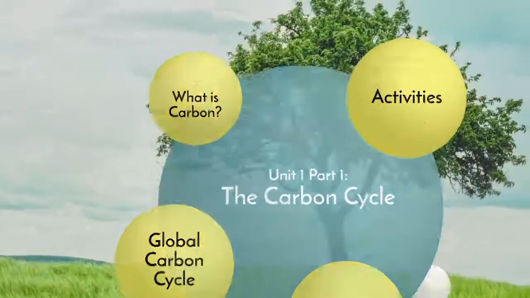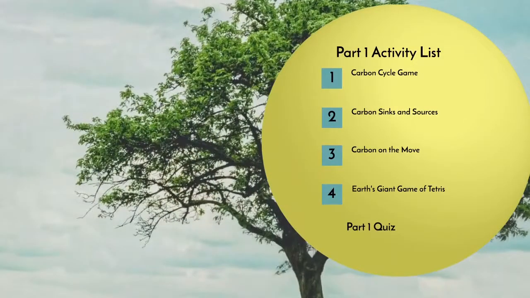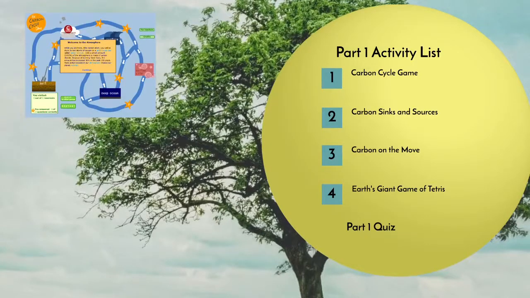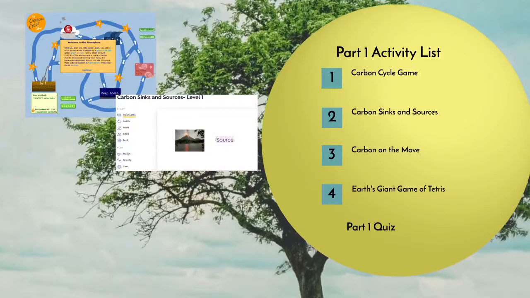So in this part, you're going to be completing 4 activities. The first activity is the carbon cycle game. In this activity, you will travel through different reservoirs and learn how carbon moves and changes form. The second is the Carbon Sinks and Sources Quizlet activity, where you'll learn about the different sinks and sources and have the opportunity to play games and test yourself.